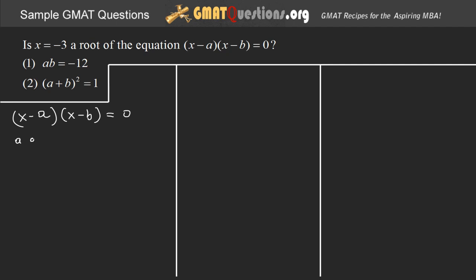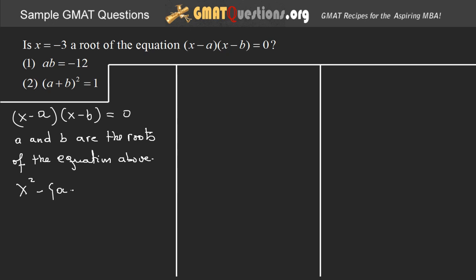We know that a and b are the roots of the equation above, right? Easily you can see it, x is going to be equal to a or x equal b. Because of what we've learned in the previous video, you should know that this equation should look like this: x squared minus the sum of the roots times x, plus the product of the roots equals 0. Let's not forget the x.